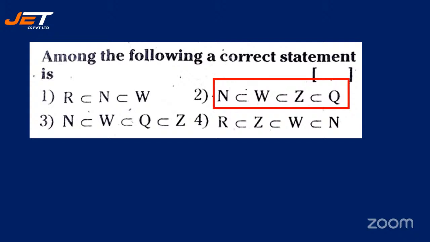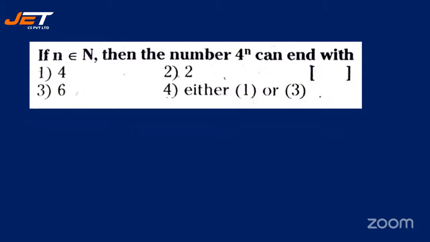It's 2, students. Natural numbers definitely are a subset of whole numbers, which is a subset of integers, which is a subset of rational numbers. If n belongs to N, the natural numbers, then the number 4 power n can end with 4, 6, 2, either 1 or 3.